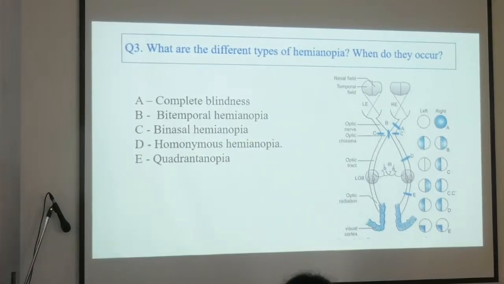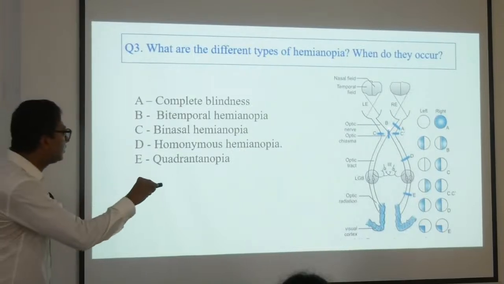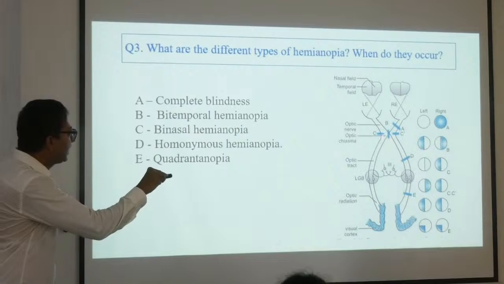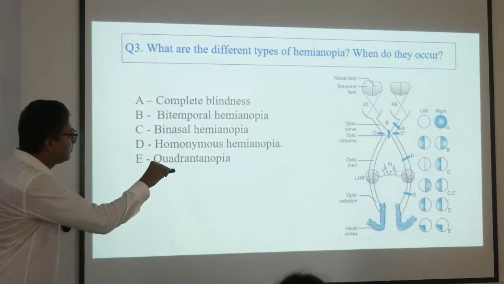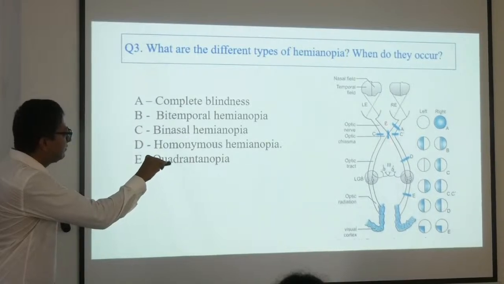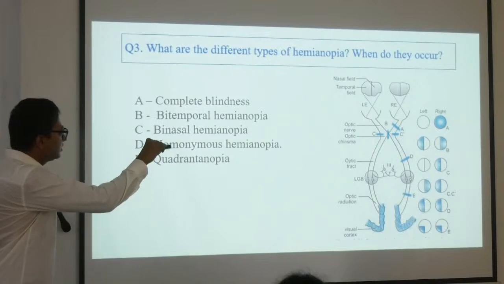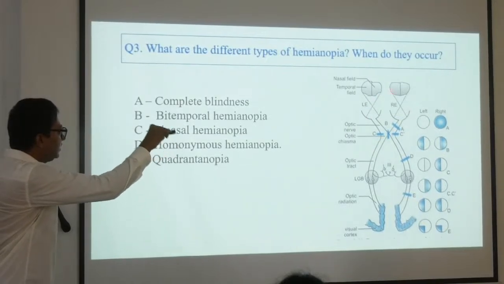Now if there is a pituitary tumor, right? So this B, pituitary tumor, what will happen? The pituitary gland is located here, so it will damage the nasal fibers, okay? It will damage the nasal fibers. So this fiber is okay, so it is able to see this side, and this fiber is also okay, it is able to see this side.